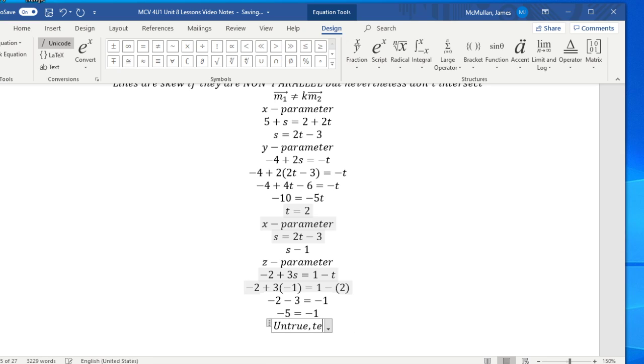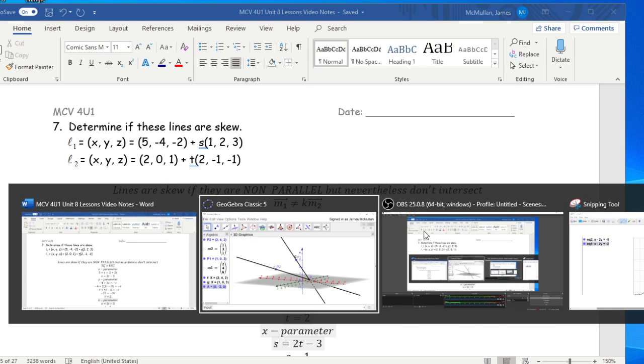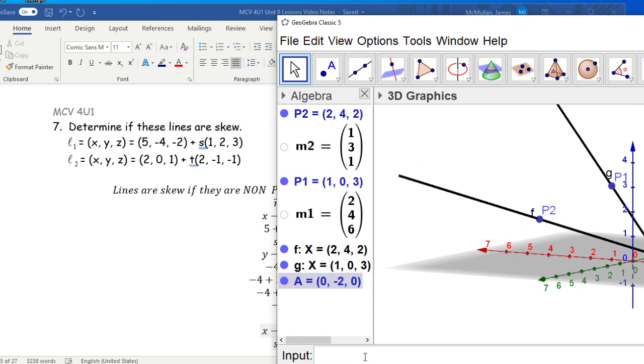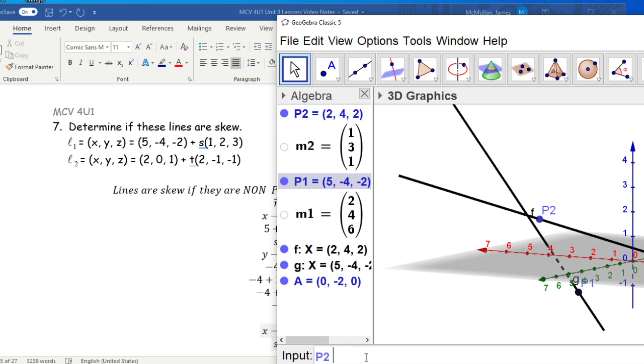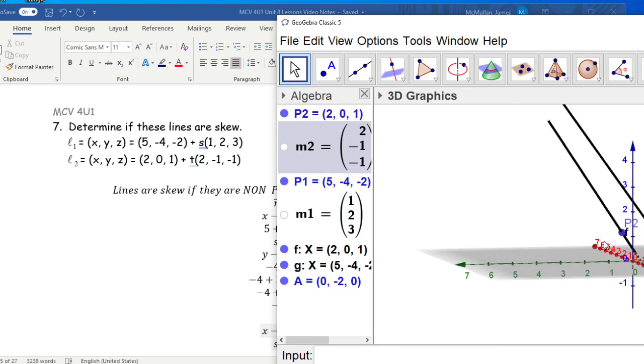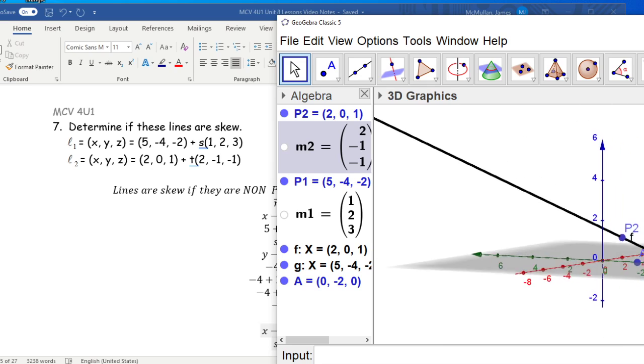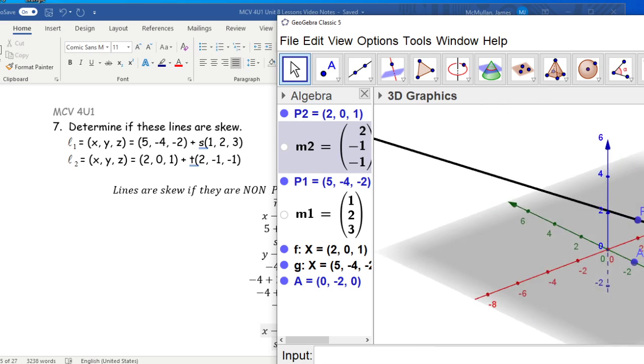Therefore, there are no solutions and the lines are skew. Okay? I guess it wouldn't hurt to quickly draw this one. So P1 is 5, -4, -2. P2 is 2, 0, 1, M1 is 1, 2, 3, and M2 is 2, -1, -1. Now what we showed here, they are not parallel, and yet they clearly do not meet. So therefore they're skew.